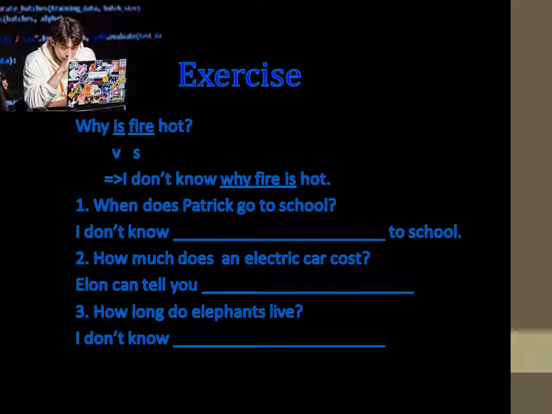We are going to modify the information question into a noun clause. Why is fire hot? And then we will change it into I don't know why fire is hot. Be careful. From why is fire hot, it will be I don't know why fire is hot. Number 2. When does Patrick go to school? I don't know where Patrick goes to school.